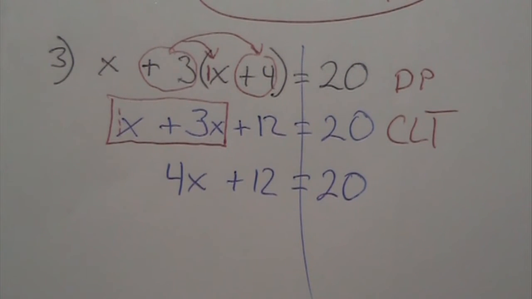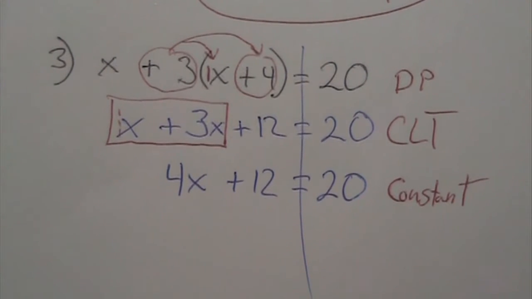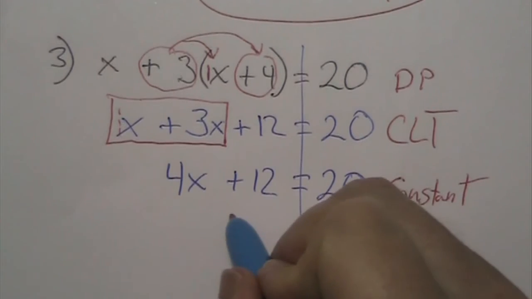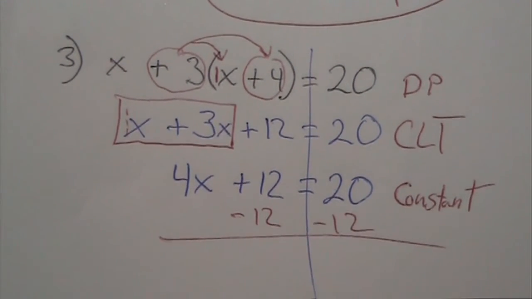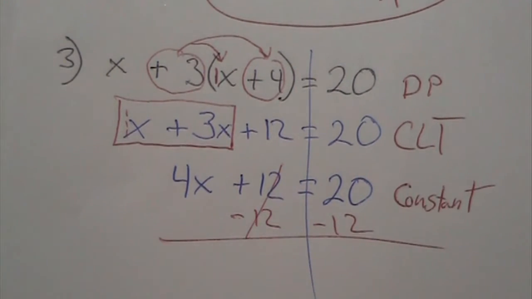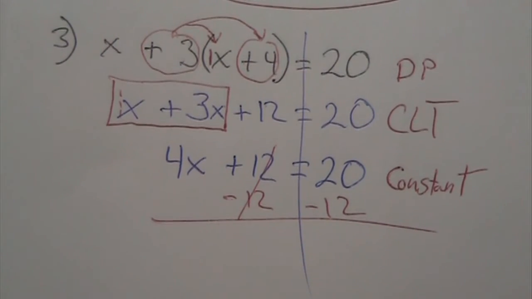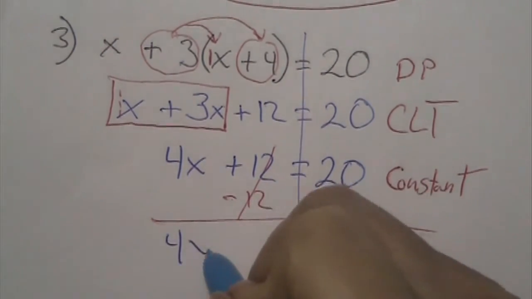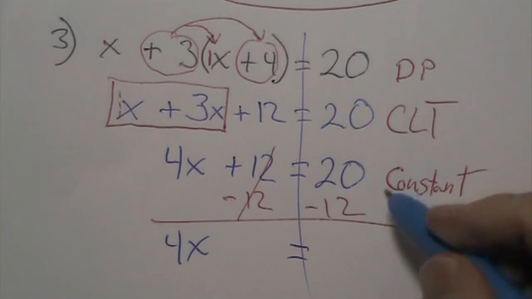Now we have a two-step problem. And our first step is to eliminate the constant. And the constant is 12. So I would subtract 12 because I want to make that a 0. Now it's 0. And now I just have 4x. So I'll bring that down. 20, take away 12.